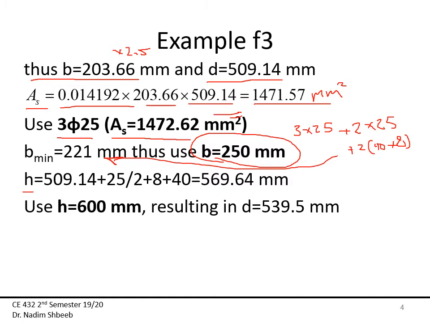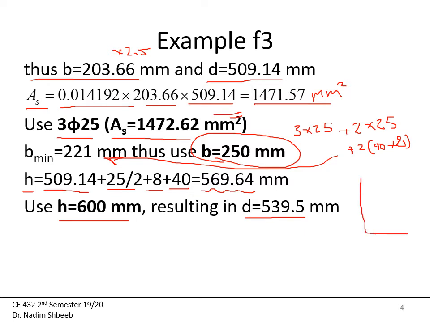Now to find H, I'm just going to add to D the 25 over 2, which is 12 and a half, plus 8, plus 40, and that's going to give me an H of 569.64. From that, I'm going to assume H to be 600 millimeters, and my D is equal to 539.5 millimeters.